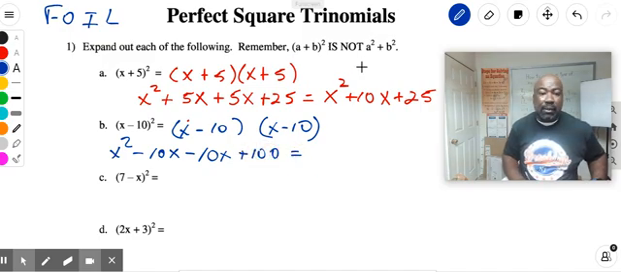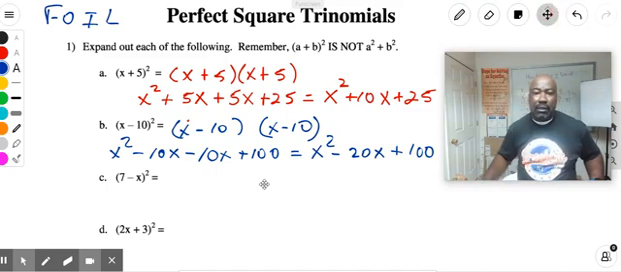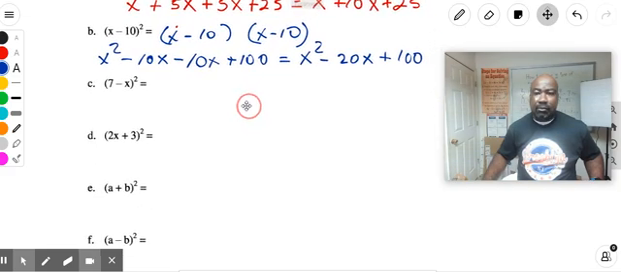Now here, where we combine like terms, we have x squared, in the middle it's negative 20x, plus what? 100. And now it's the same thing right here. We'll just continue to expand it and we'll get through it really quick.